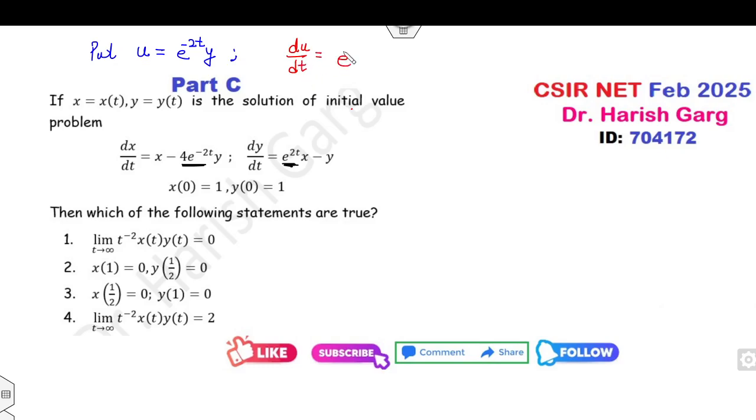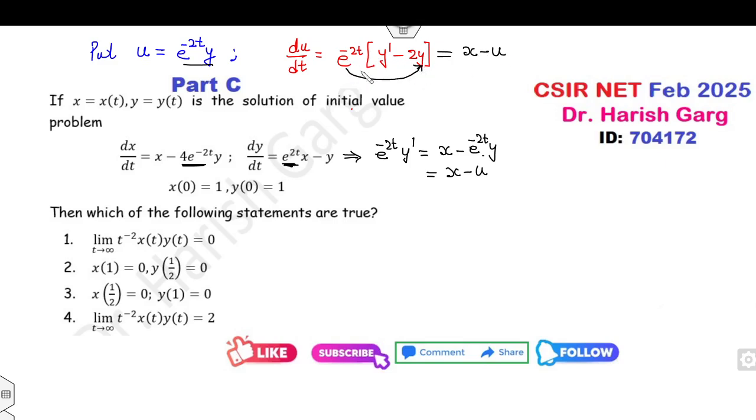So what will come? e raised to power minus 2t is outside, it's y dash minus 2y. Fine. I can substitute the value. What is the e raised to power minus 2t? You can see e raised to power minus 2t, y dash will be x minus y. Fine. And what is the value of this? It is my u. That is x minus u. So I can substitute here. If you open this bracket, it is x minus u, and if you open this bracket, it is minus 2u.